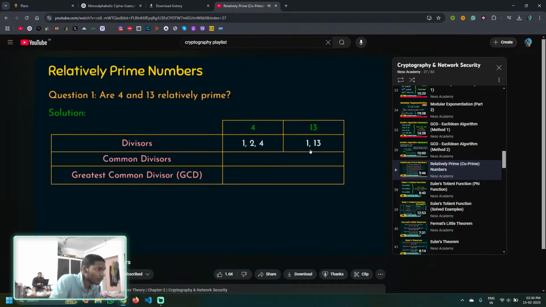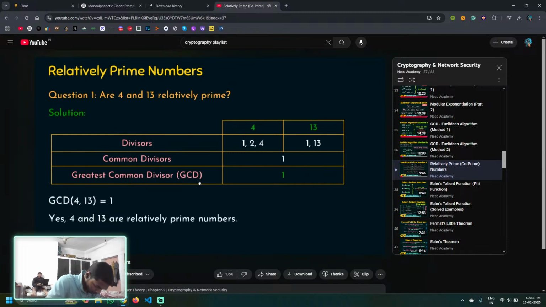Now in these two sets of numbers, what's the common divisor? We have 1, 2, 4 here, we have 1, 13 here. So the common divisor here is 1, and obviously this is the greatest common divisor. So it's clear that the GCD of 4 and 13 is 1. So when the GCD of these two numbers is 1, obviously 4 and 13 are relatively prime to each other. So the answer for question number 1 is yes, 4 and 13 are relatively prime numbers.